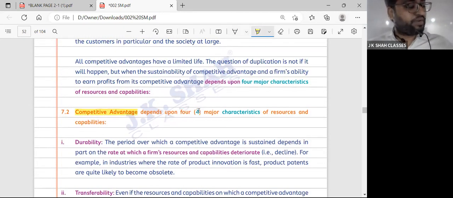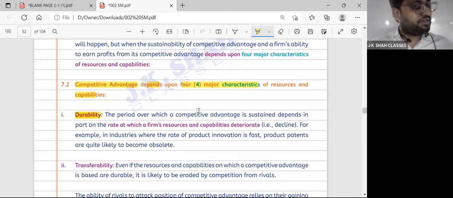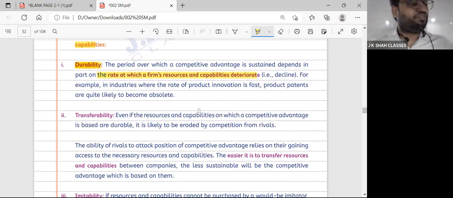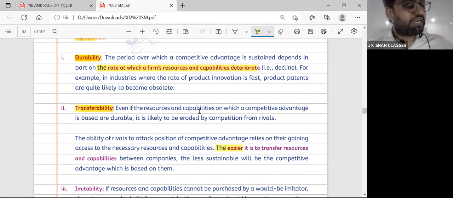Competitive advantage depends upon 4 major characteristics. Number one, durability: the rate at which the firm's resources and capabilities deteriorate. How fast my resources are diminishing, getting over. If it is getting over quickly, no competitive advantage. But if I have 10 years, yes, competitive advantage. Transferability, second paragraph, second line: the easier it is to transfer the resources and capabilities, the less sustainable will be the competitive advantage.